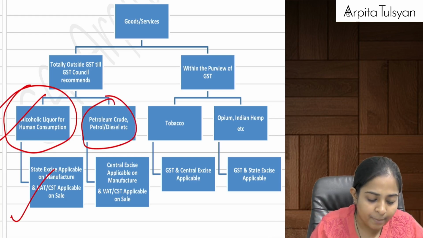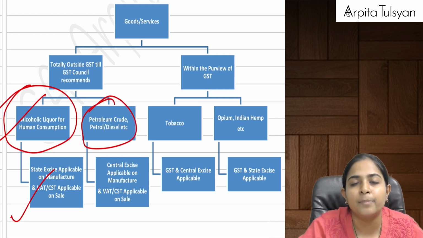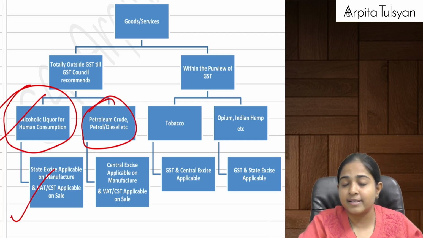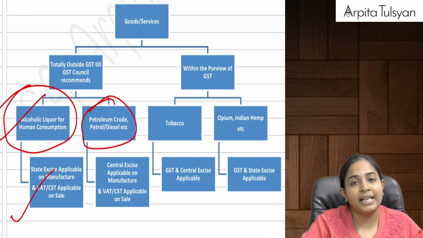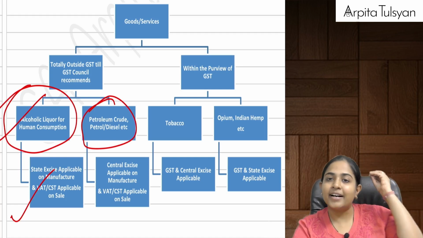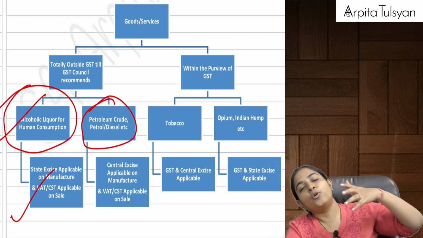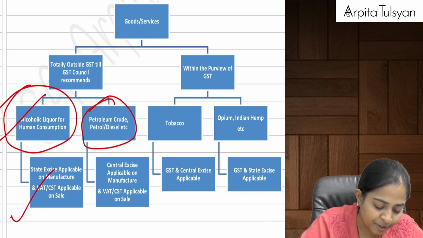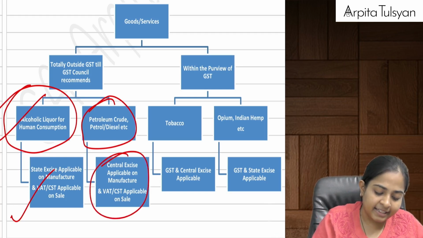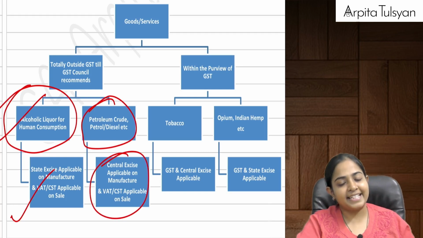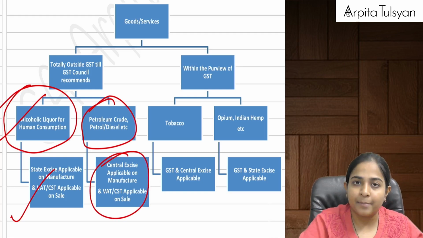And on petroleum crude, natural gas, aviation turbine fuel, petrol, diesel, etc., till now there is no GST. They have told that later we will notify a date from which the taxes will be levied on these particular items, but till the time GST comes on it, at least central excise and VAT CST will be applicable on it.